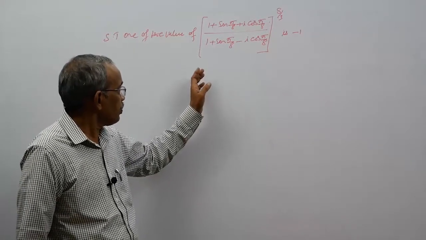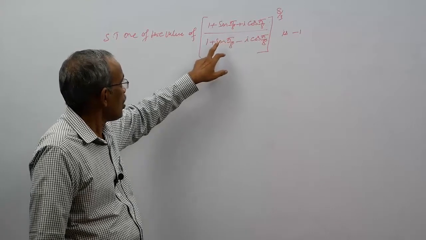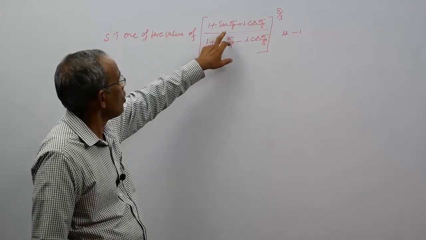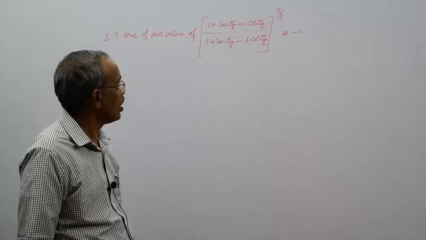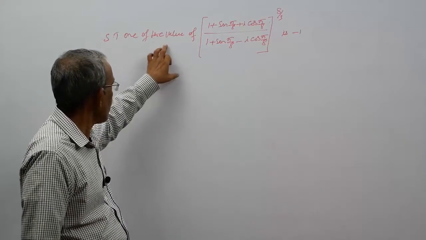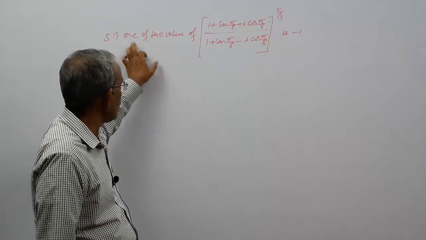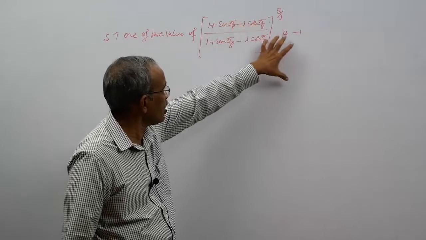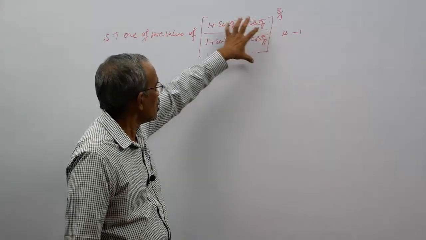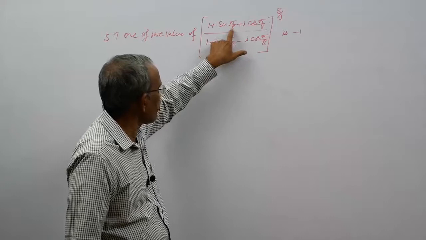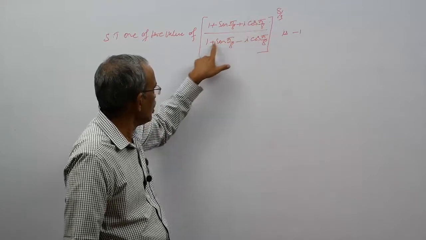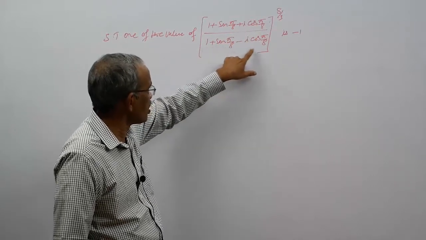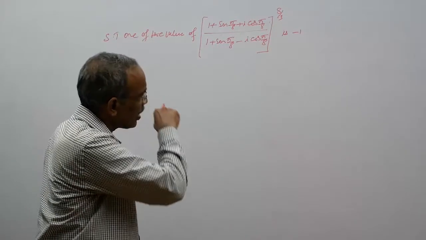the function must be in the form of cos theta plus I sin theta. Here we have to find one of the values of the whole power 8 by 3 is minus 1. First we consider this: (1 plus sin pi by 8 plus I cos pi by 8) by (1 plus sin pi by 8 minus I cos pi by 8).